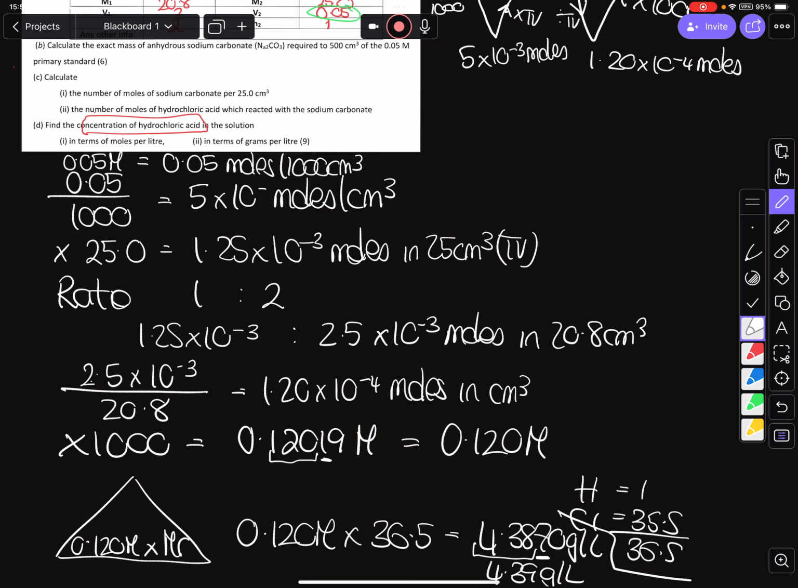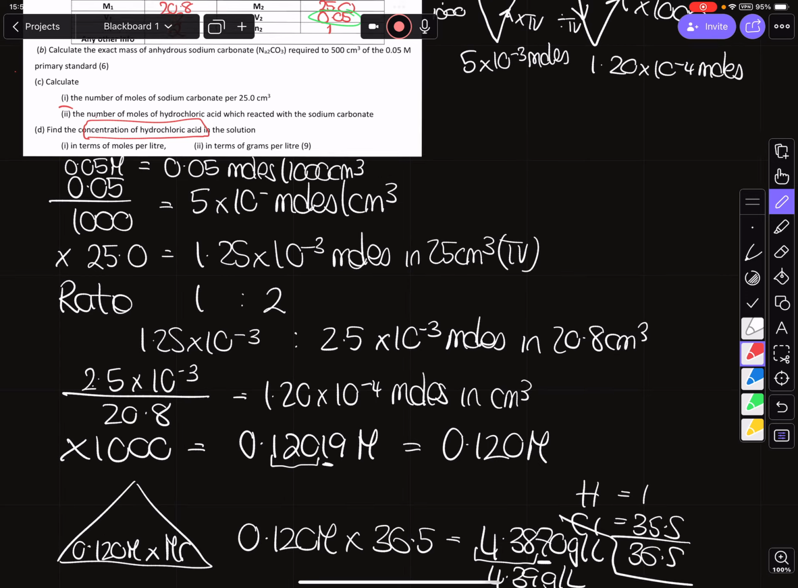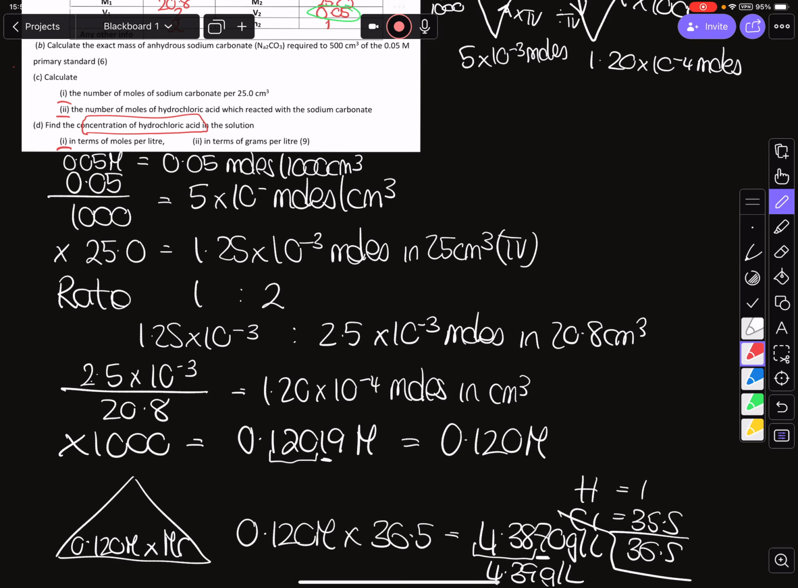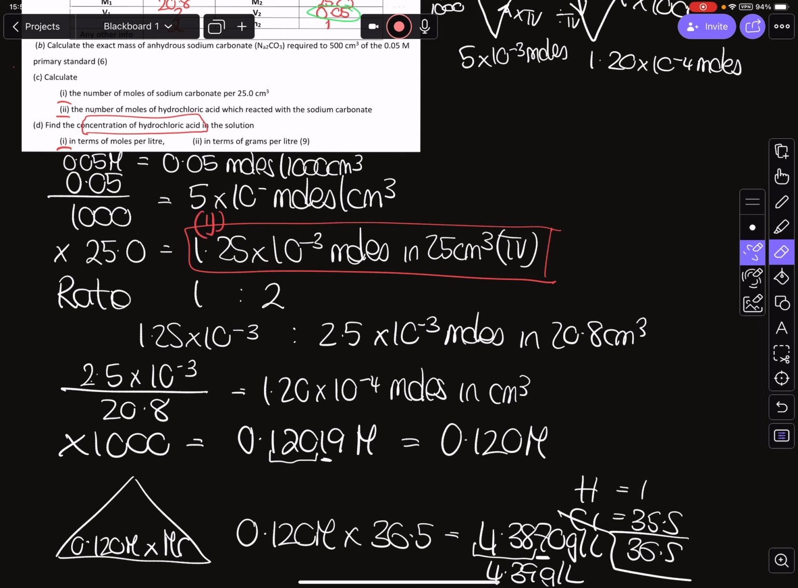Now, we have said if you cannot annotate, so looking at C up here, there's an annotation of 1, of a 2, and of a 3. If you can't annotate, you just leave this as it is. I'm going to show you where your annotations come now. So the number of moles of sodium carbonate per 25 centimetres cubed, this is the answer to this. So technically we can add this in as a 1.